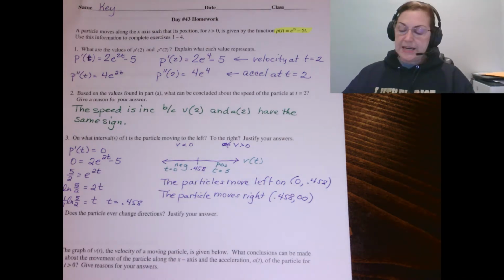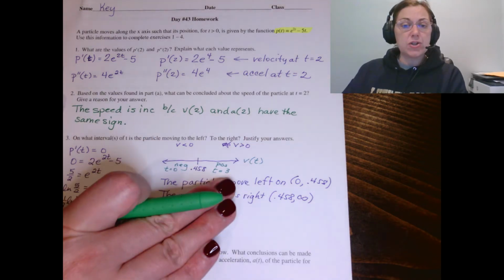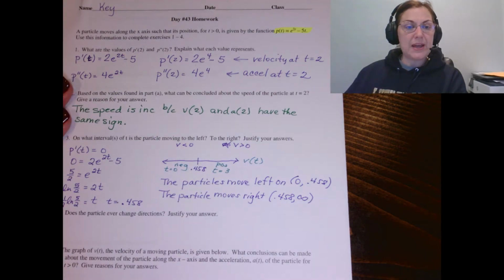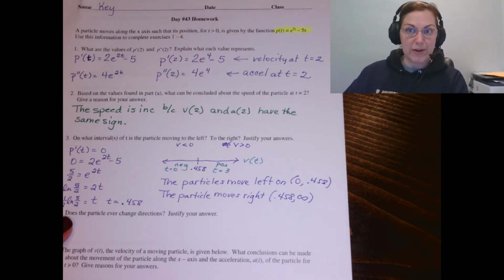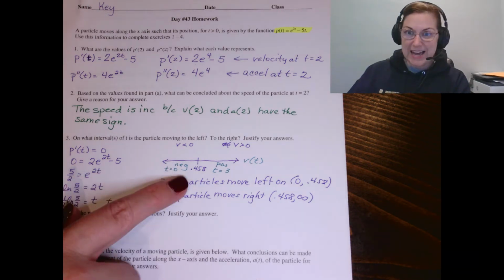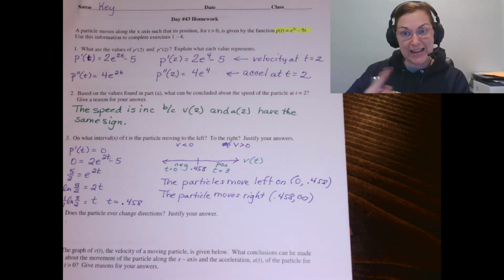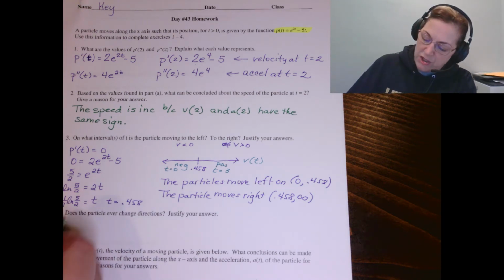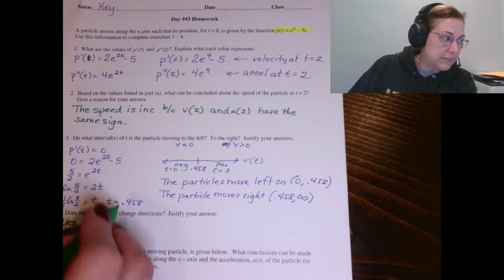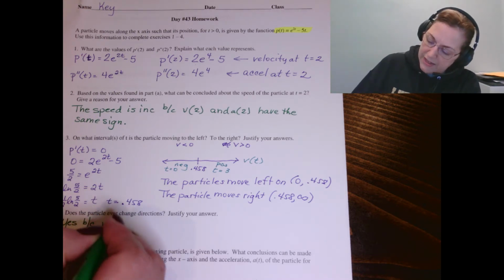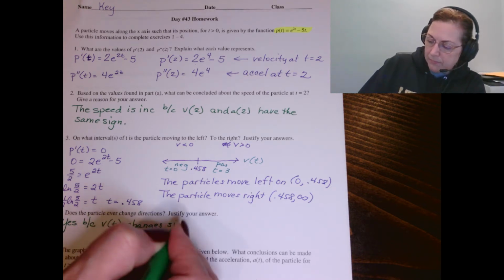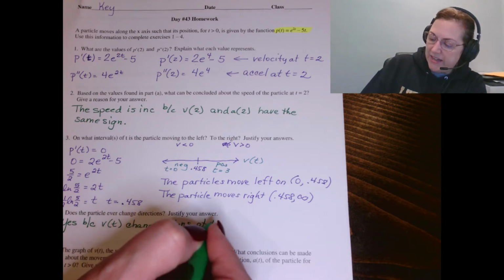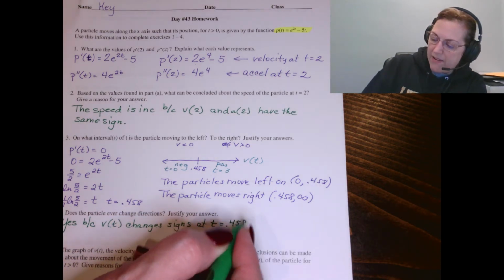Okay, now remember it says justify your answer, but as long as we label our number line, we're going to be okay with that. And the last question for this part is, does the particle change directions? And the answer is yes, because the velocity changes signs at t equals 0.458, we are going to be changing directions.